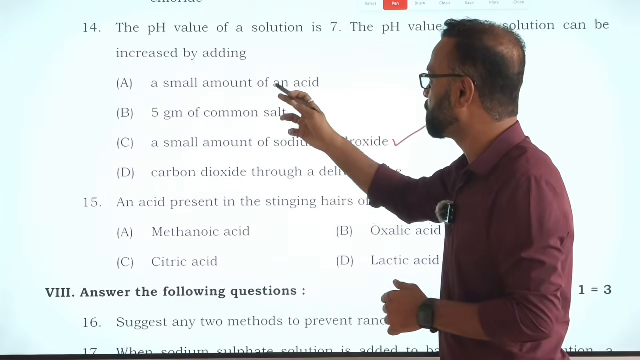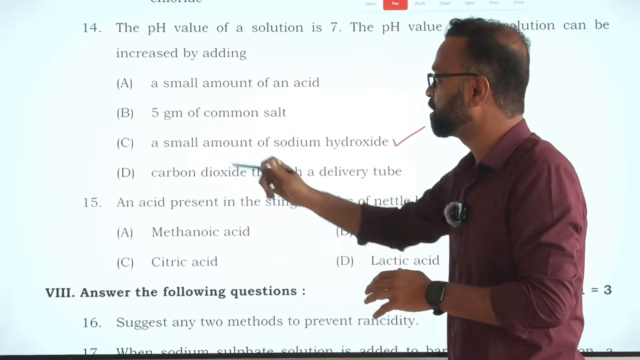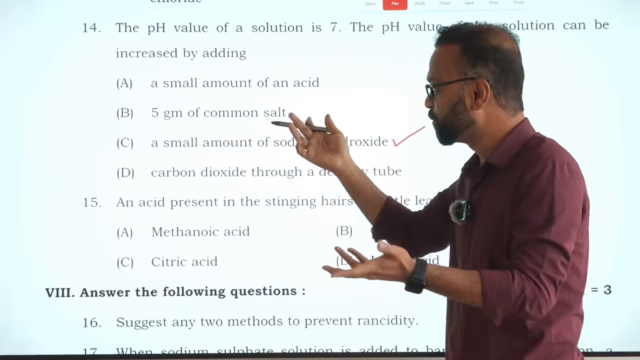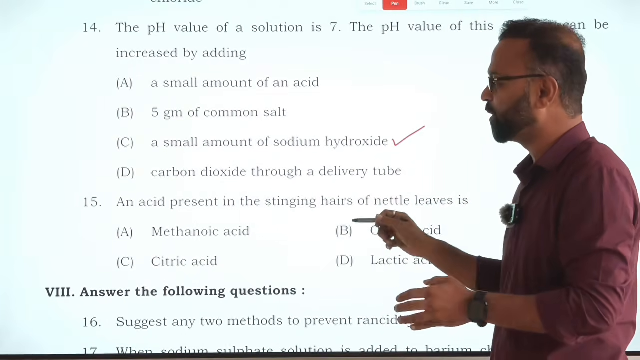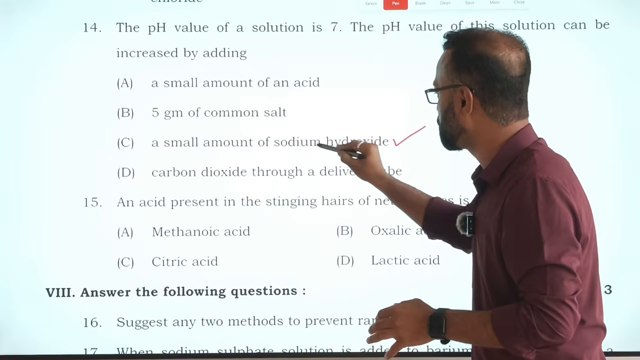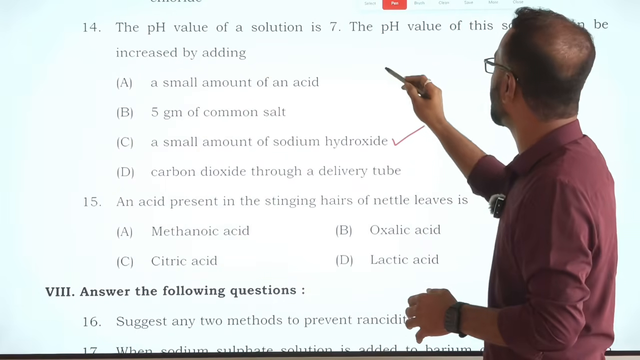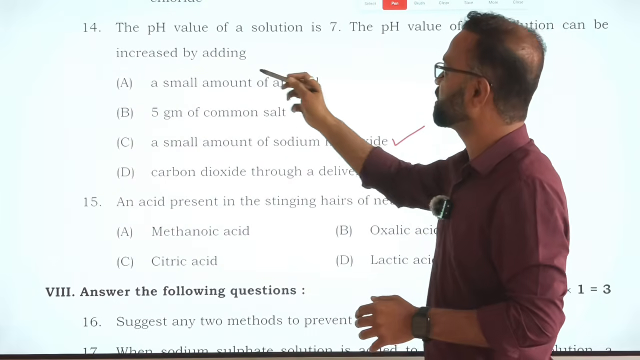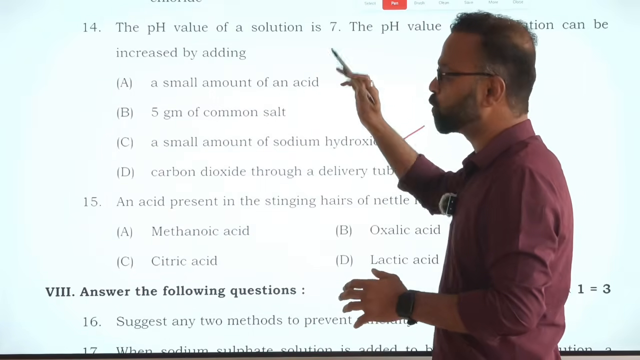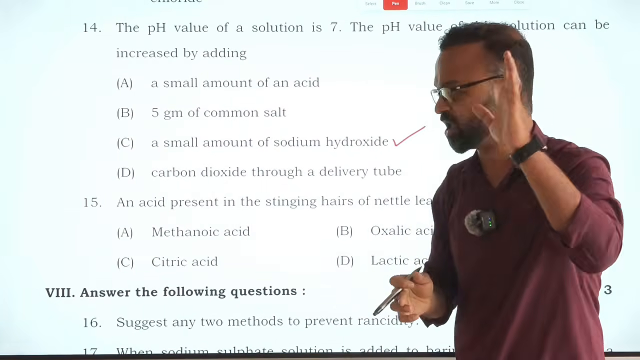The remaining options: a small amount of an acid, the pH value will come down. 5 gram of common salt, again it is neutral, no need. Carbon dioxide through the delivery tube, not required. When we add a small amount of sodium hydroxide, the pH value of this solution can be increased. It will go above 7. Hope this is clear for you.